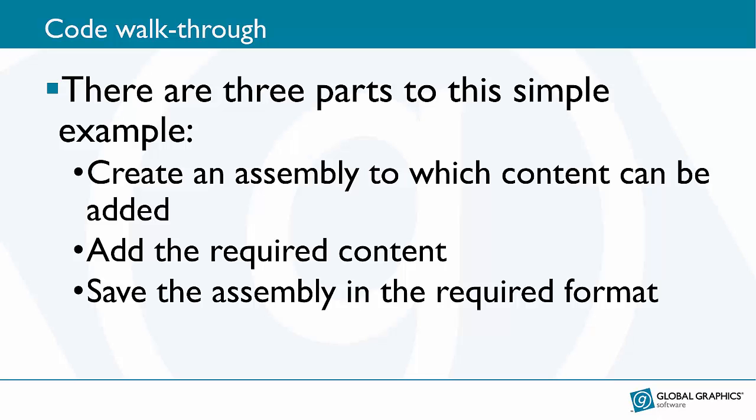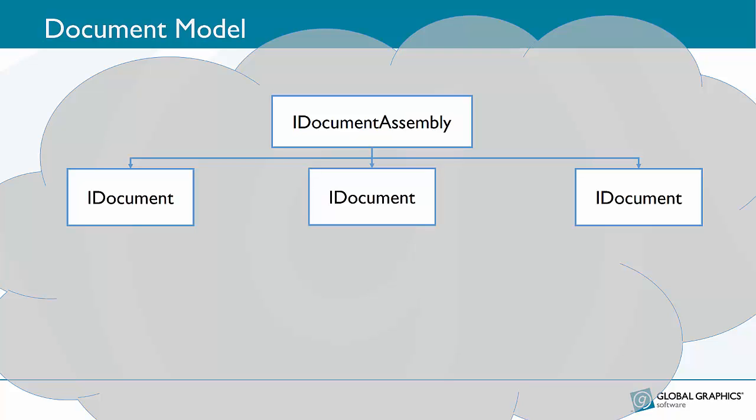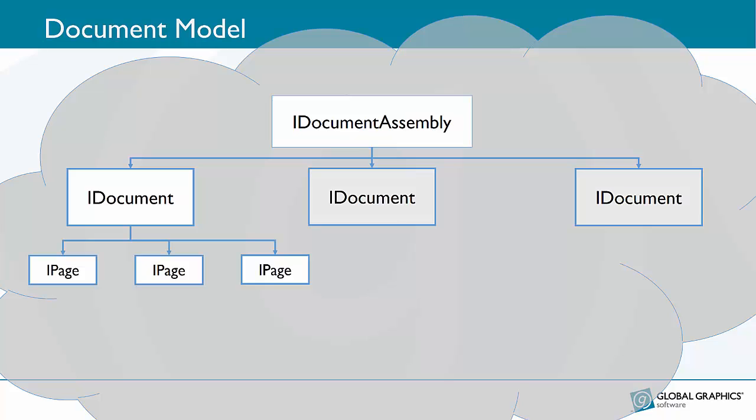Now, the first question we need to answer is, what is an assembly? An assembly is the root object of the document model. An assembly can contain multiple documents. In this example, we'll only be working with a single document because PDF only allows one document within a PDF. And then a document will consist of pages, and on each of those pages will be DOM objects which actually describe the content.